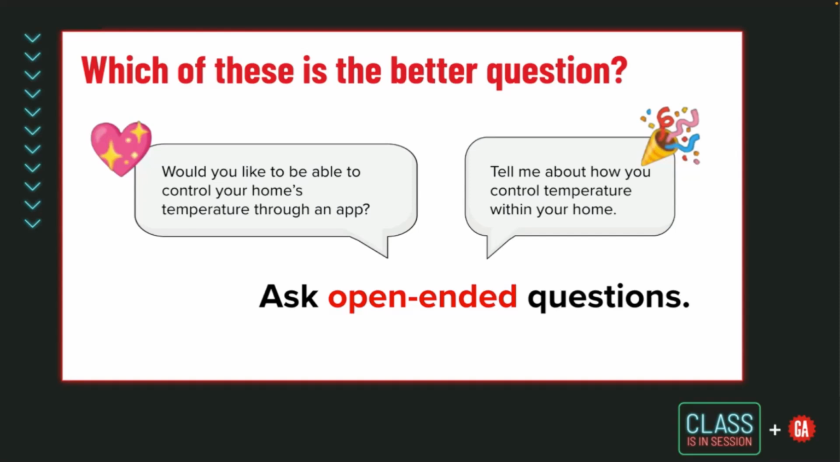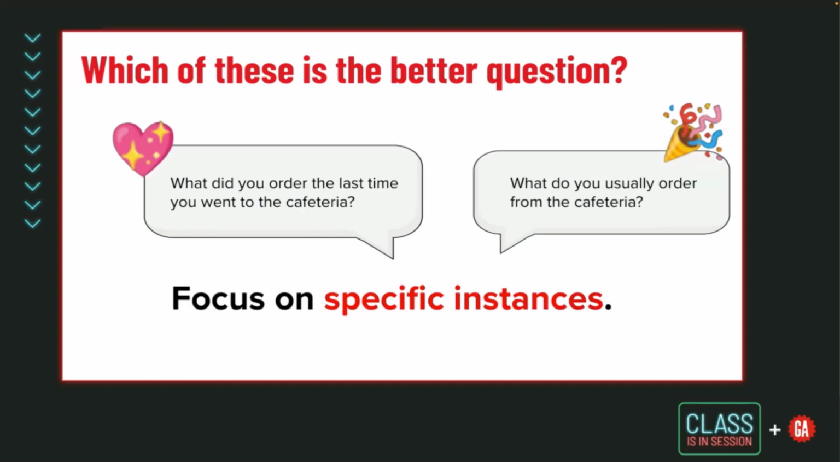Get your reactions out. Which of these is the better question? Would you like to be able to control your home's temperature through an app? Or, tell me more about how you control temperature within your home. Yeah, universally, everyone's going for that. Anyone want to post why in the chat? It's open-ended. What's the problem? Yeah, open question. Maybe they don't even want an app, right? Maybe it should just be a temperature gauge on the wall. Maybe it should be something else. We can't lead our biases into thinking that the customer wants an app, because we'll forget about some other means of understanding that, right?